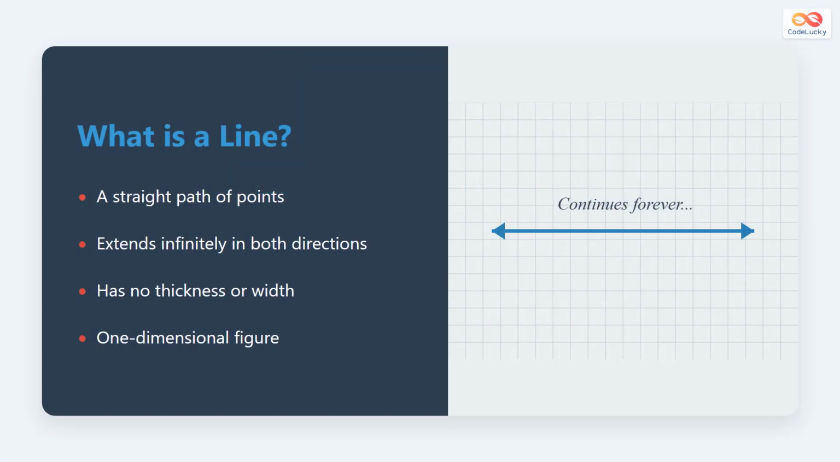First, let us recall what a line actually is. In geometry, a line is a straight path that extends infinitely in both directions. It has no thickness and is considered a one-dimensional figure. The arrows at both ends of a drawing indicate that it goes on forever.